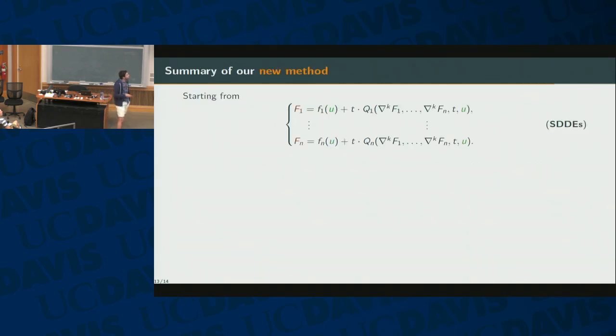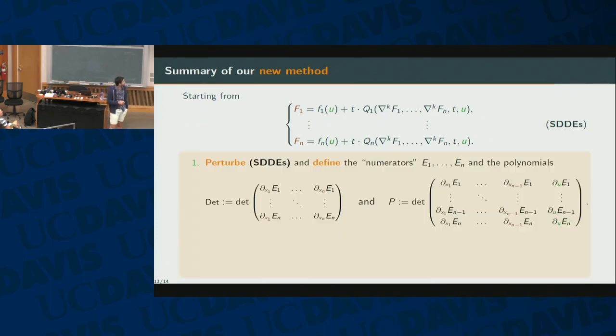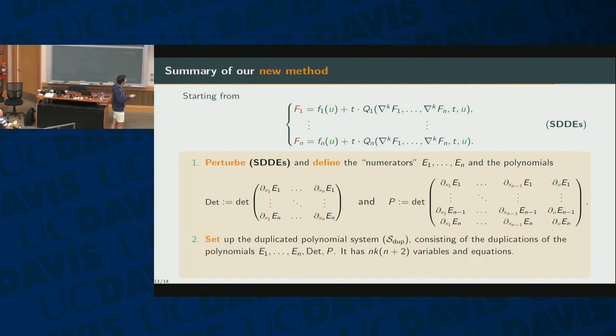And so let me summarize the algorithm, starting from a system of discrete differential equations. Then we define the polynomials det and p. We duplicate the system with SDUP. And now it is enough to eliminate all variables. So here I put a z0, and z0 would be, for instance, the variable associated to f1 specialized at a point. So this is the algorithm, which is a consequence of our effective proof.